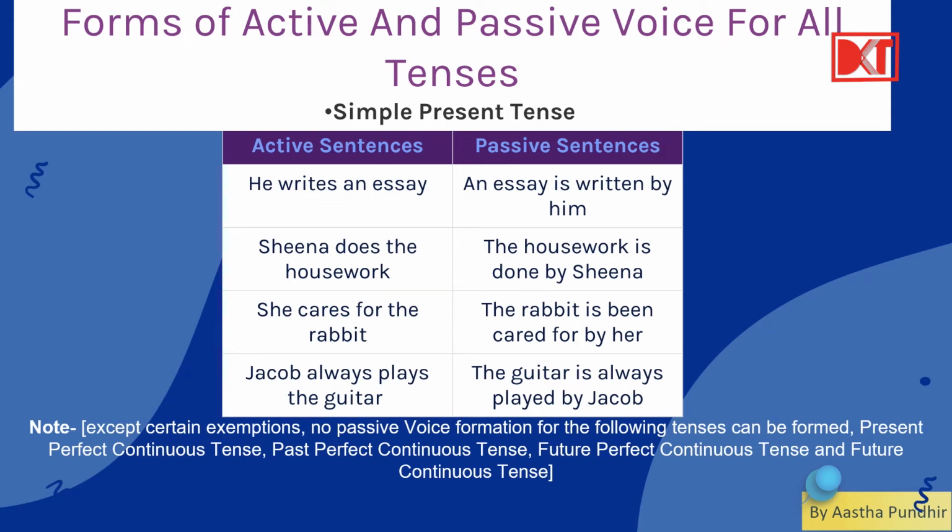Like here we are starting with the simple present tense. Simple present tense active sentences हैं, passive में कैसे लिखेंगे? हमने कैसे पढ़ा था? Past participle में convert होगा. तो यहाँ पे notes पढ़ लेते हैं कि except certain exemptions, no passive voice formation for the following tenses can be formed: present perfect continuous tense, past perfect continuous tense, future perfect continuous tense और future continuous tense. तो इनके लिए passive voice formation नहीं हो सकती except for certain exemptions. कोई ना कोई exemptions मिल ही जाएंगे.